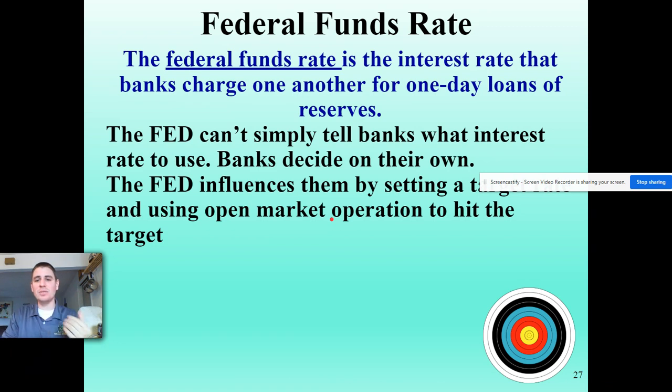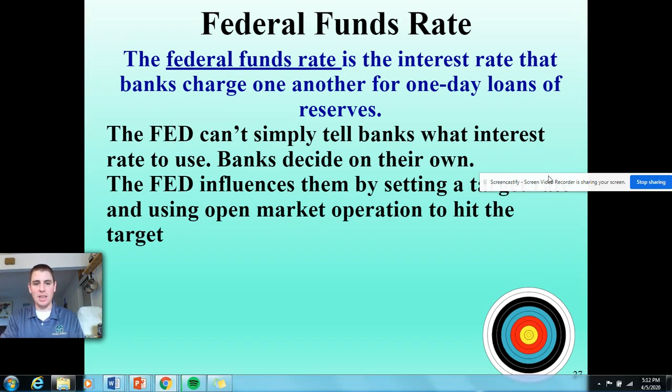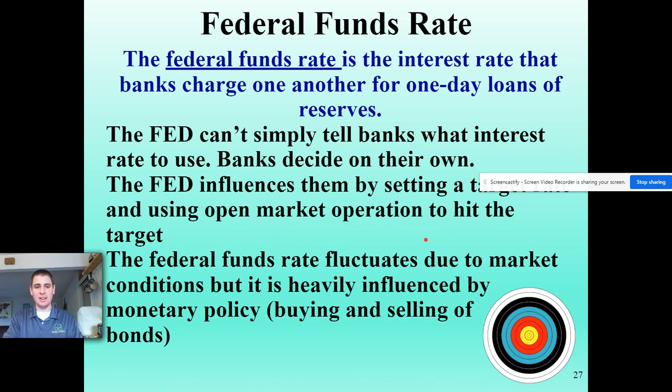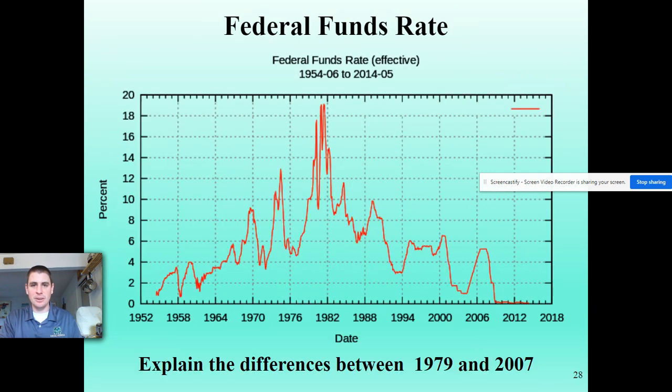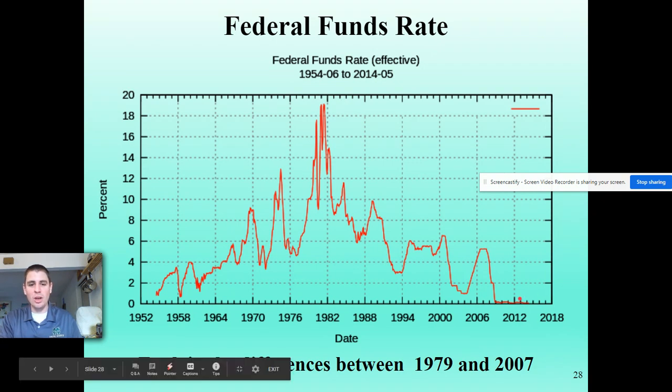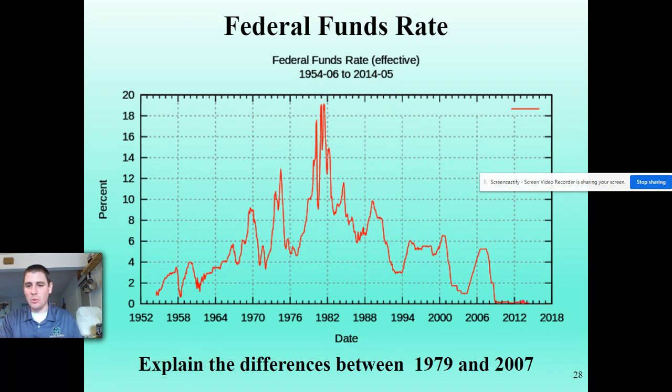So the Fed influences them by setting a target and using open market operations to hit it. The federal funds rate fluctuates due to market conditions, but is heavily influenced by monetary policy, the buying and selling. Here you see the change in federal funds rates. You'll note today the rate that other banks charge each other is very low. They're trying to entice you to fall below your reserve ratio, that is to say, to loan out your money, right?